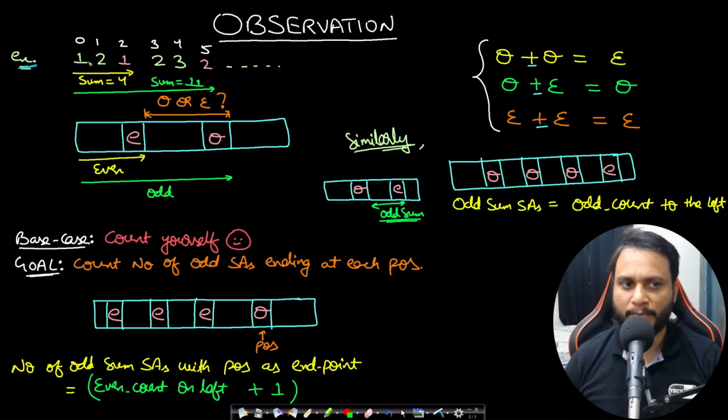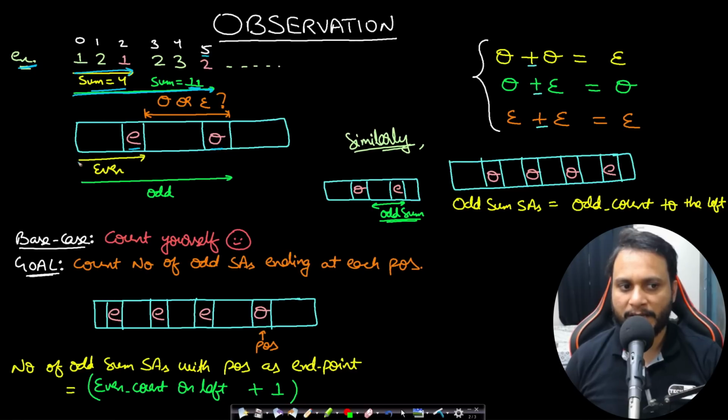Let's consider an example 1, 2, 1, 2, 3, 2 and so on. I'm not considering the other elements. If I ask what is the sum from index 0 to index 2, you just add it up: 1 plus 2 plus 1, so this is 4. I'll just mark it as even. And if I ask you from the beginning, what is the sum till index 5, then that will be 11. You can just add up all these numbers. So 11 is an odd number, right?